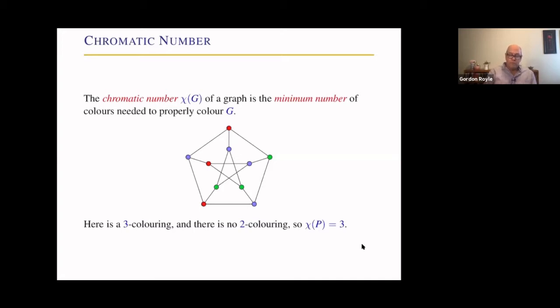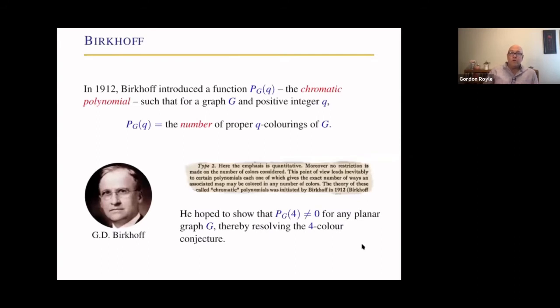Okay, in 1912, Birkhoff introduced the function, which we now call the chromatic polynomial, which just counts the number of proper q-colourings of G. So if q is a positive integer, then P sub G of q is just the number of ways of colouring the graph with a palette of q colours. Two colourings are distinct if they differ at any vertex. So we've got no concept here of anything other than literally counting different q-colourings with this particular palette of q colours.